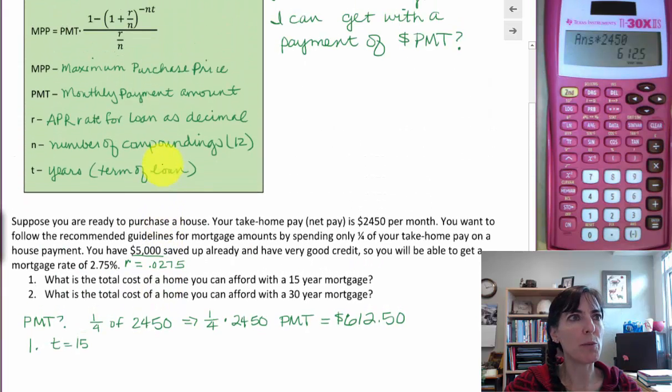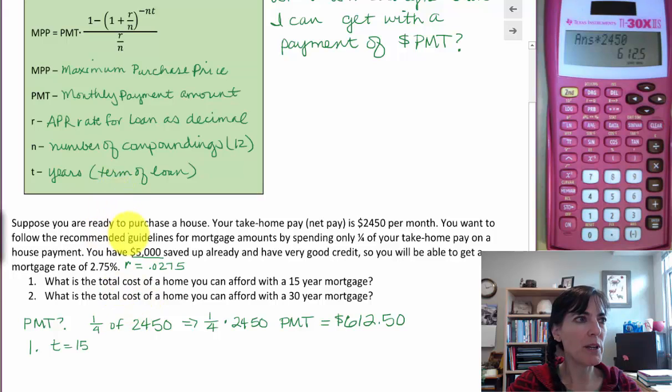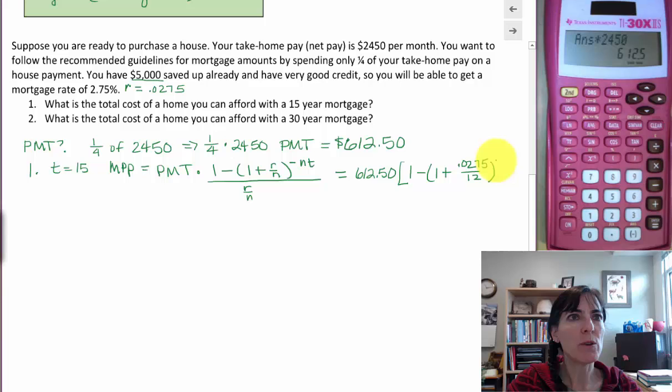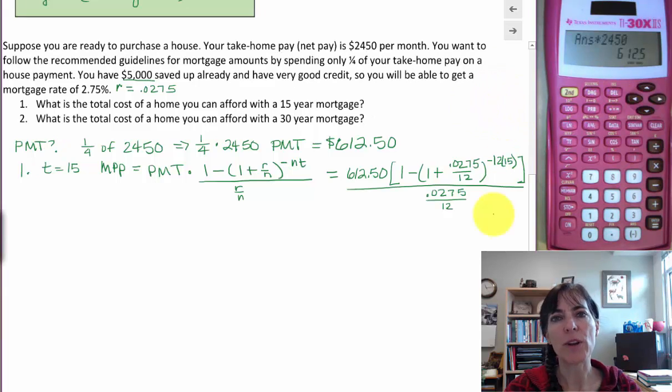I want to use this formula that we have here, so I'll scroll down so I can copy it down here. So I'll just plug in the values that we know. The payment is going to be that $612.50 that we found. My numerator is 1 minus 1 plus my R, 0.0275 over 12, to the negative. It's a 15-year loan, so I have 12 times 15 for my exponent. I don't know that value yet, and the R over N for the denominator.